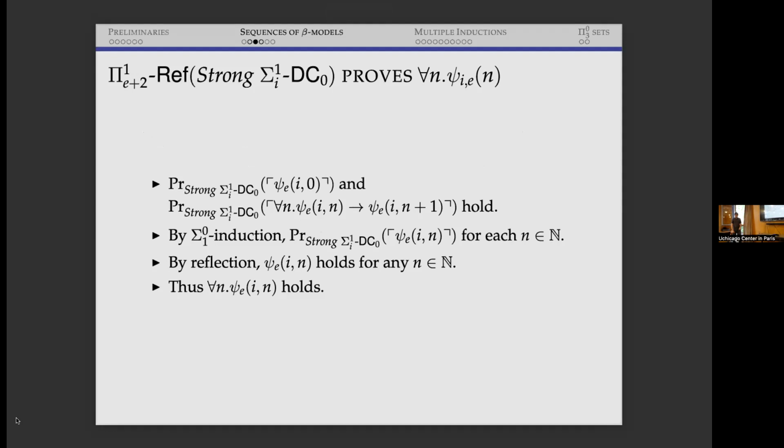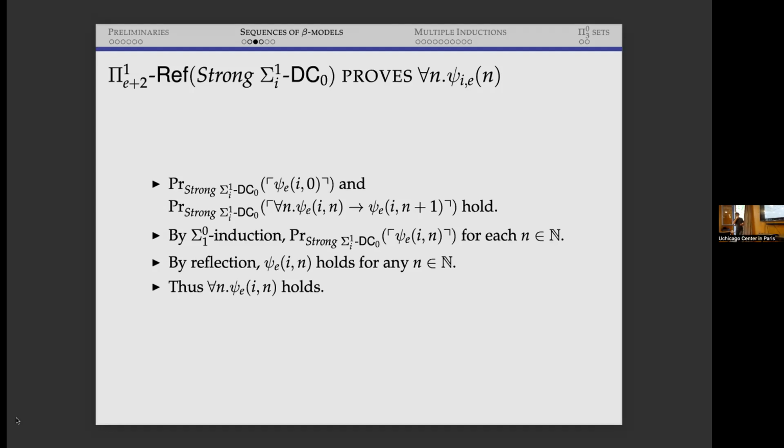So with strong dependent choices, you can say you have a really small sequence of beta models like 0, and you can formalize it in HA0, and it should be fine. And you can also formalize that if you have a sentence of size n, then you can extend it by 1. And now we formalize it. We do induction on n here because of this provability.